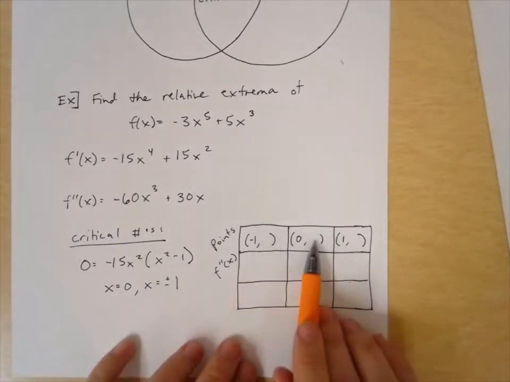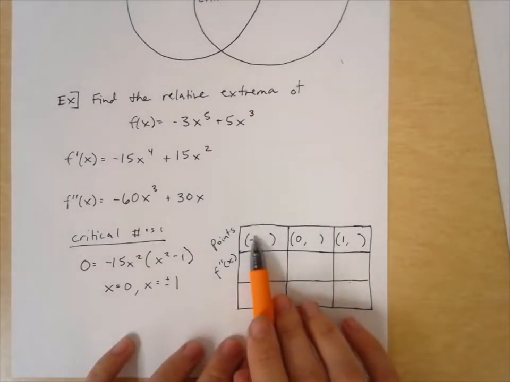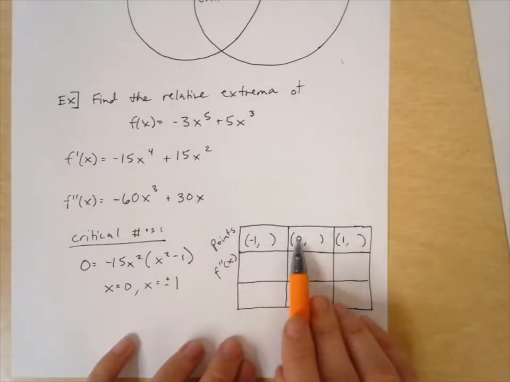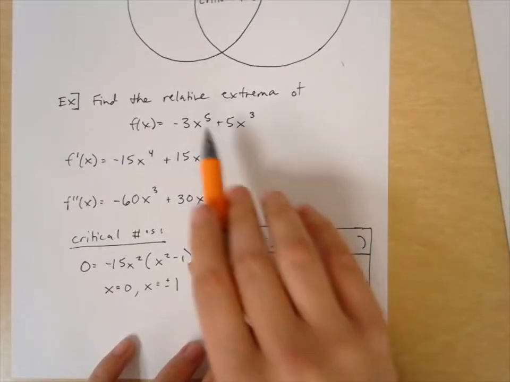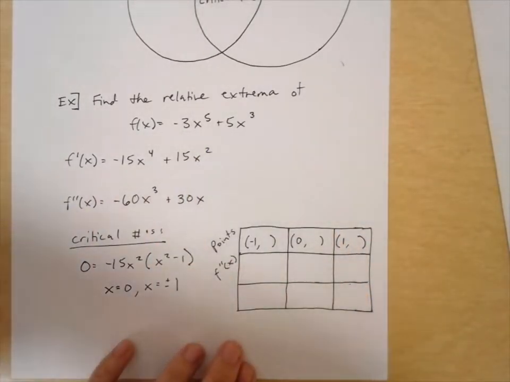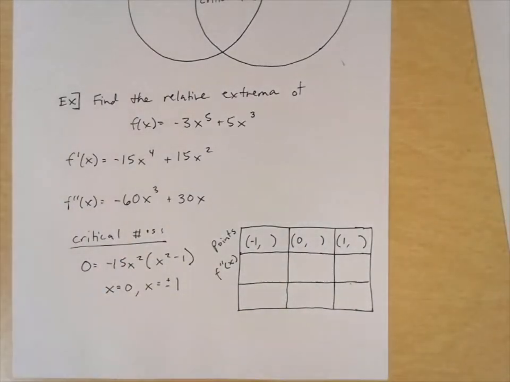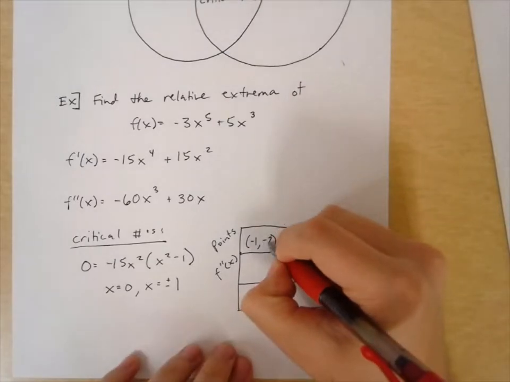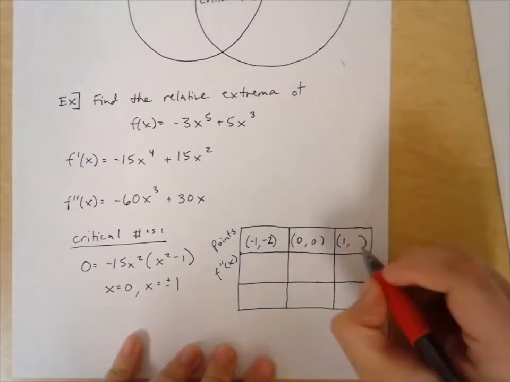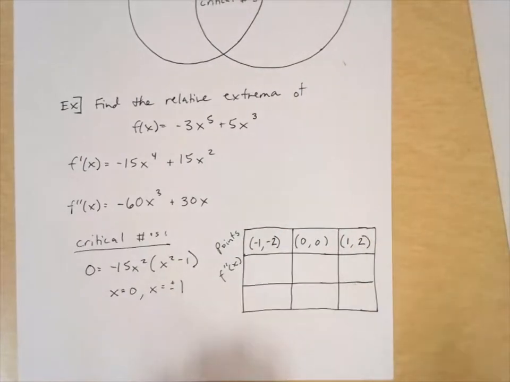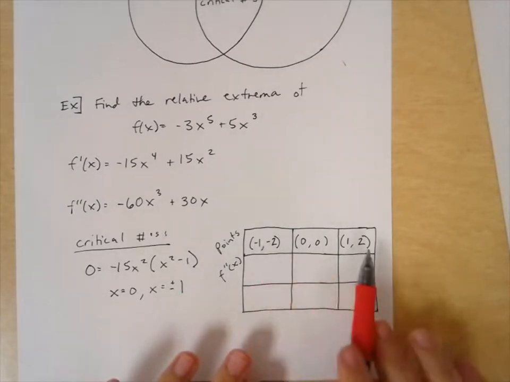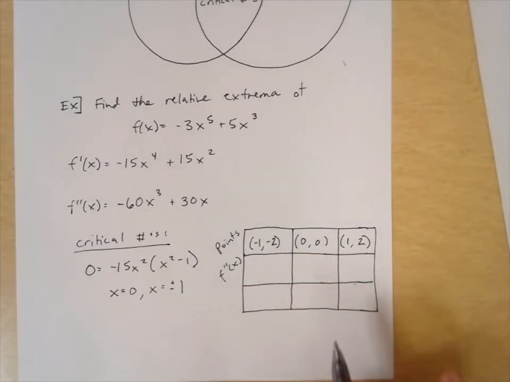I'm getting the y values here by substituting these back into my f of x, my original function. And when you do that, you can use your calculator. That's just calculator work at this point. We should get the points negative 2, 0, and 2.